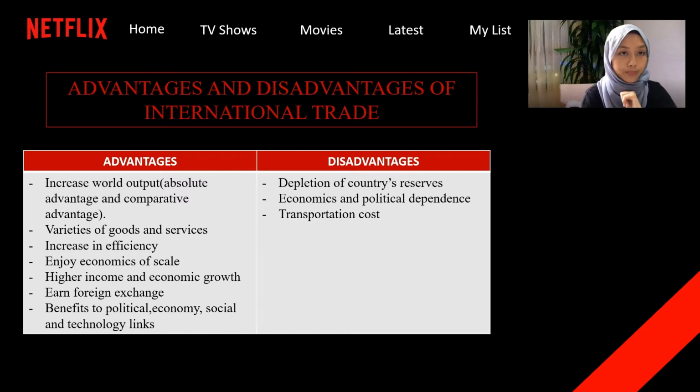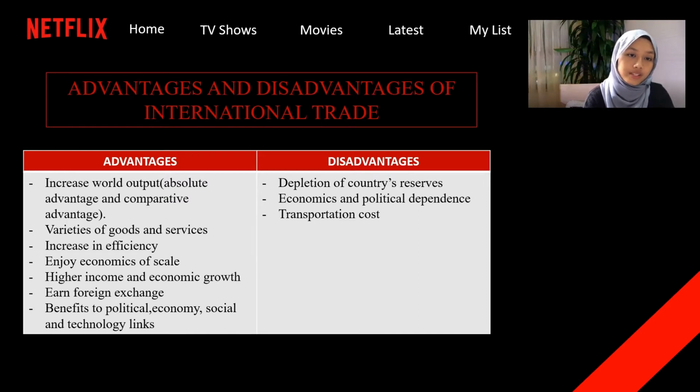For example, in April 2021, Malaysia's total trade recorded the strongest growth since 1998, by 43.2%, which is RM190.8 billion. Okay, number 5, a country will be able to earn foreign exchange from exported goods. And lastly, it will give benefits to political, economic, social, and technology links. So just now, I have explained about the pros, which are the advantages.